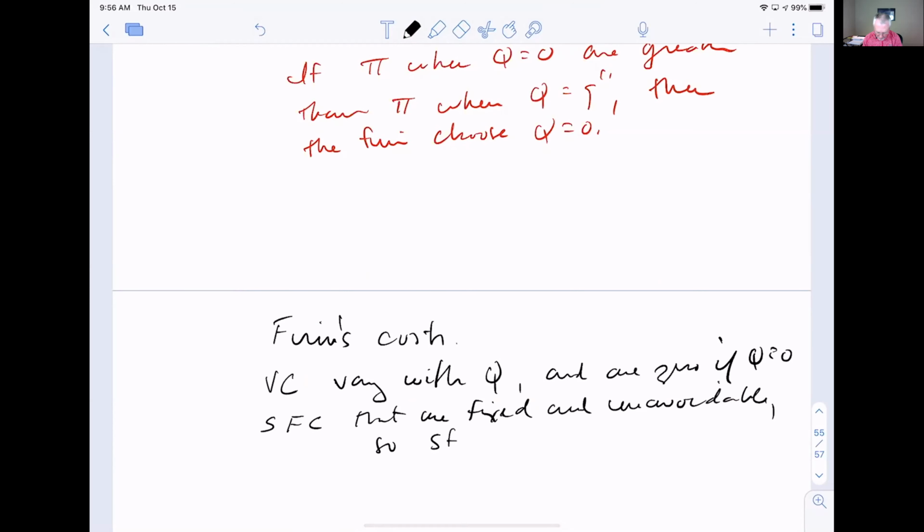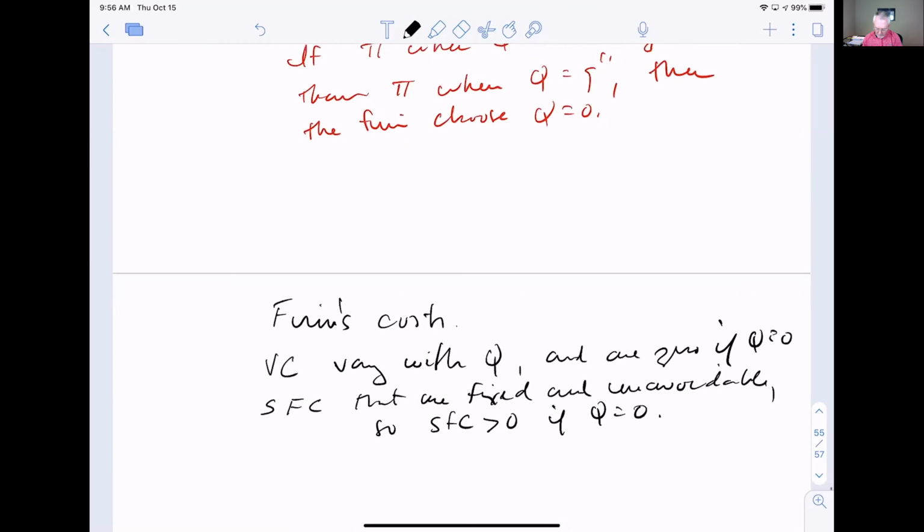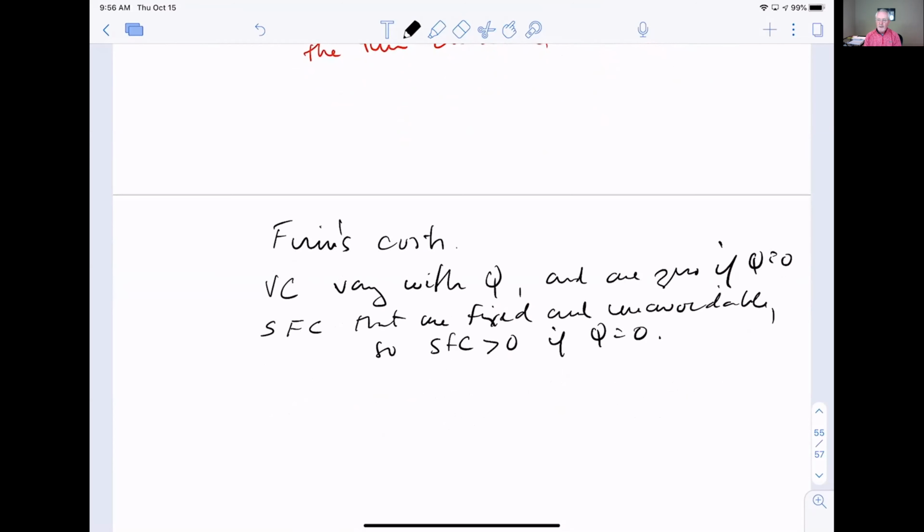So sunk fixed costs, if they're positive, are greater than zero, even if Q equals zero. So we can't get away from those. So if we choose to produce zero and we have sunk fixed costs, then our profits are going to be equal to the negative of our sunk fixed costs.